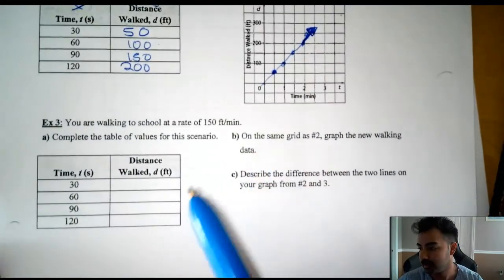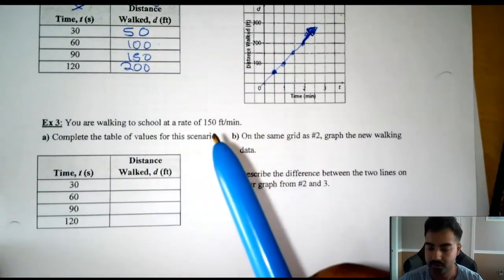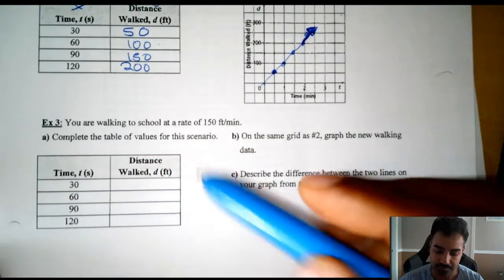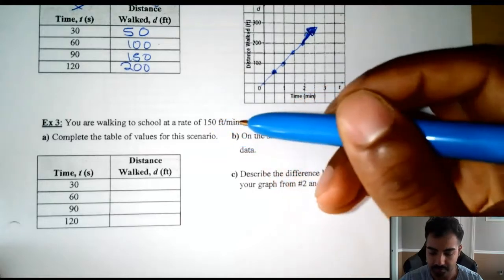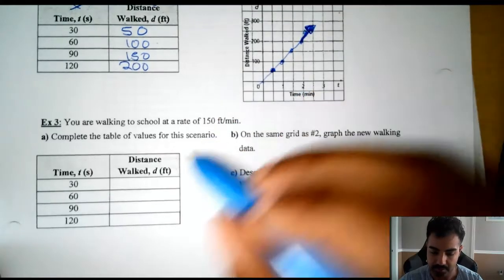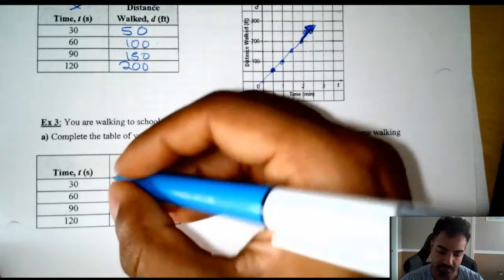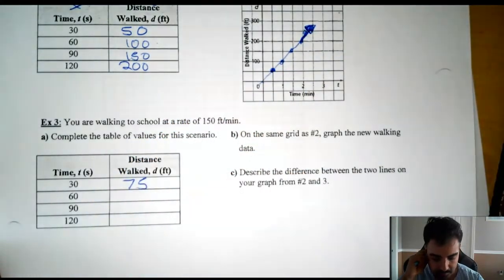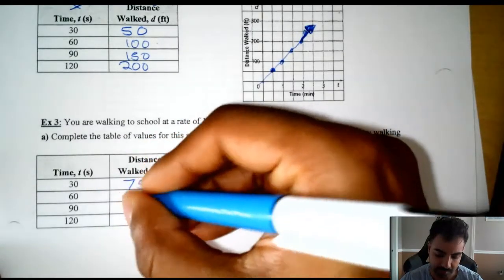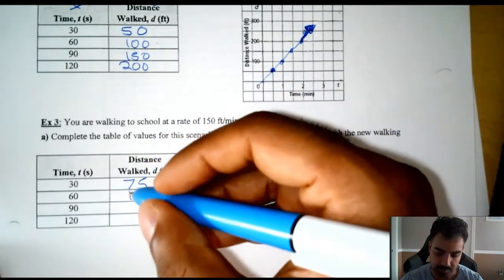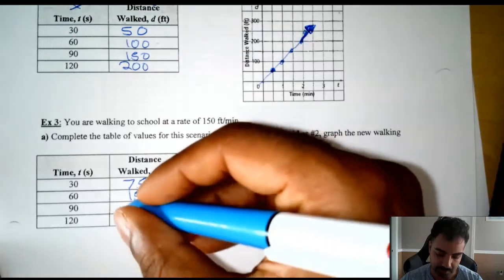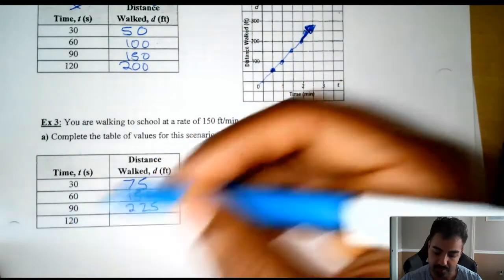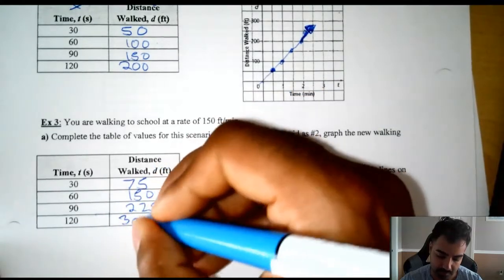Okay, let's keep going. You are walking to school at a rate of 150 feet per minute. Complete the table of values for the scenario. Same sort of thing. So if it's 150 feet per minute, then 30 seconds is half, so we're just going to divide this by 2, which is 75. 60 seconds is 1 minute, so you can just write down 150. And then we're adding 75 here to get 225. And then finally, at 2 minutes, 120 seconds, it's a double, right? So this is 300. Okay.